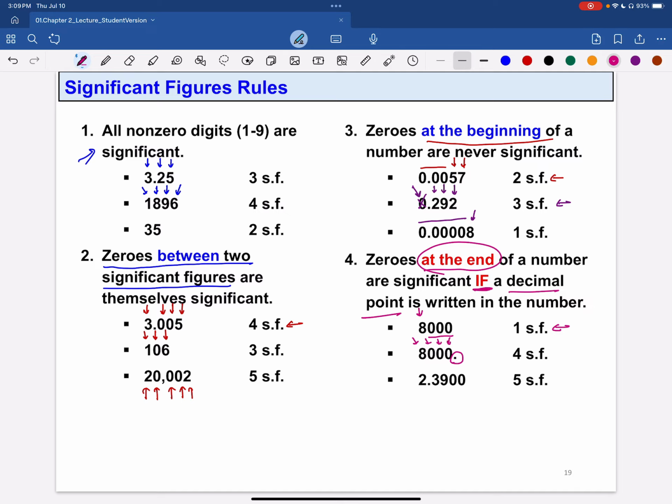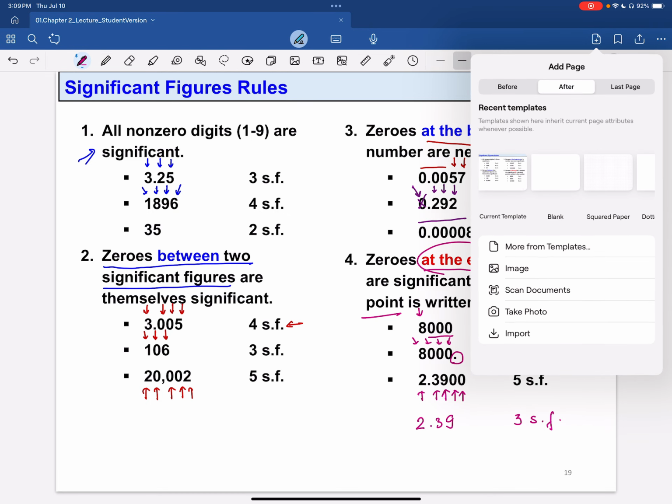2.3900 has 5 significant figures. Okay, 1, 2, 3, 4, 5. However, 2.39 has 3 significant figures. Now, you might say, wait, 2.39 and 2.3900 are the same, just like 8,000, 830, and 830 with a decimal point. There is a difference, from a scientific point of view.